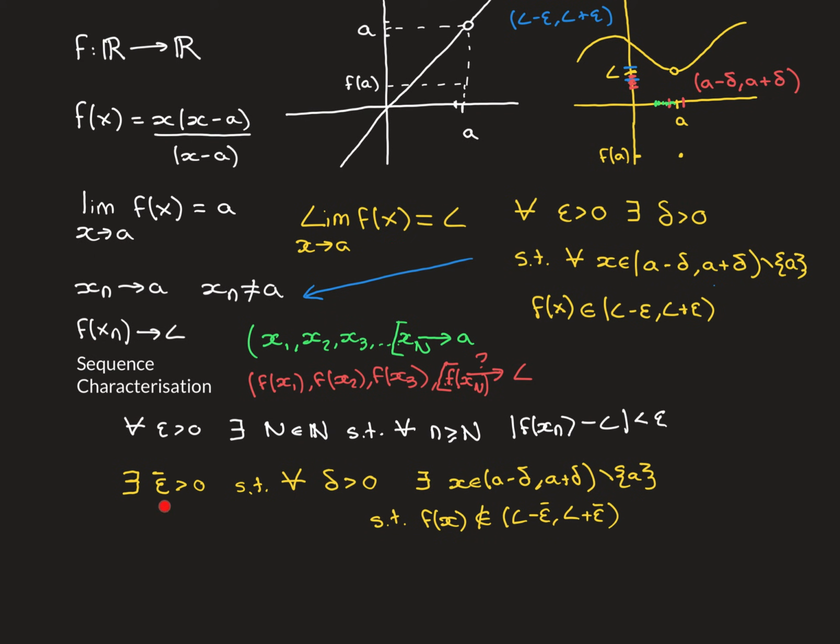There must exist some epsilon, and I'm going to call that epsilon epsilon bar, that is greater than 0, such that this is not true, i.e. the opposite of this is true. Now, there might be multiple epsilons for which this isn't true. However, for our purposes, we only need one. So we're going to take one of them, and we're going to call it epsilon bar.